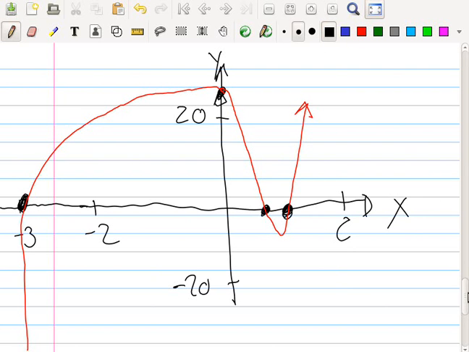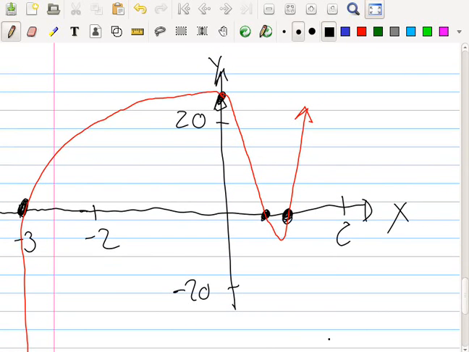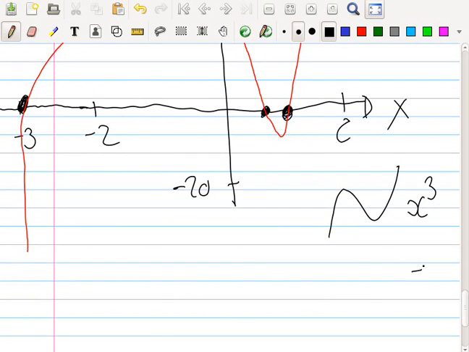But anyways, what I'm trying to get here is the shape of a cubic is like this. Okay? If it's x cubed. And by the way, if it's negative x cubed, what do you think happens? It's just upside down. So instead of going up, down, up, it goes down, up, down.